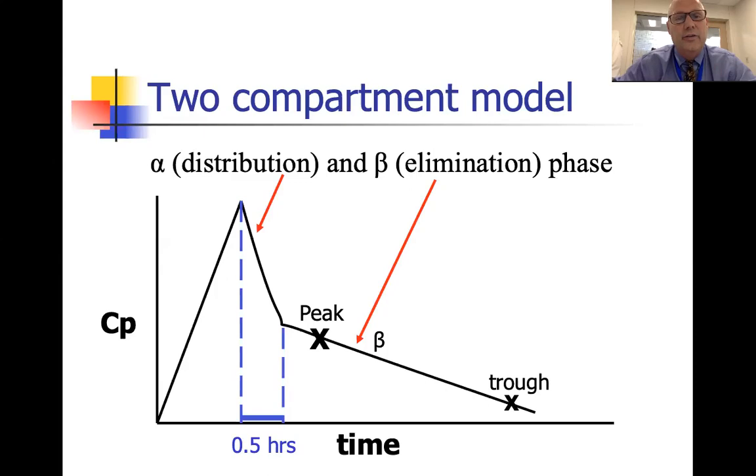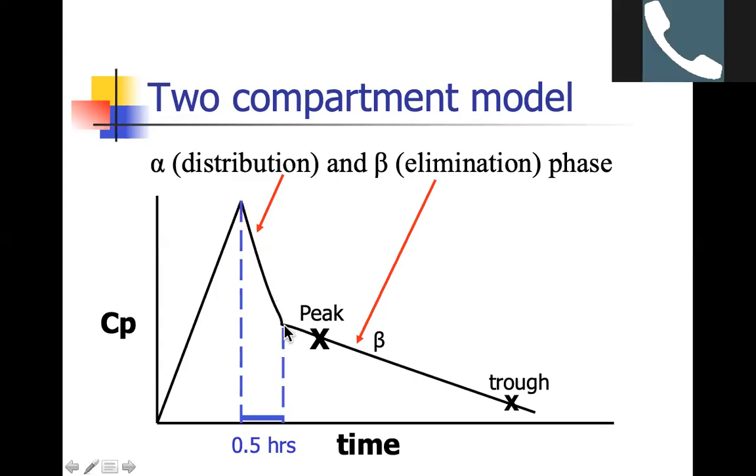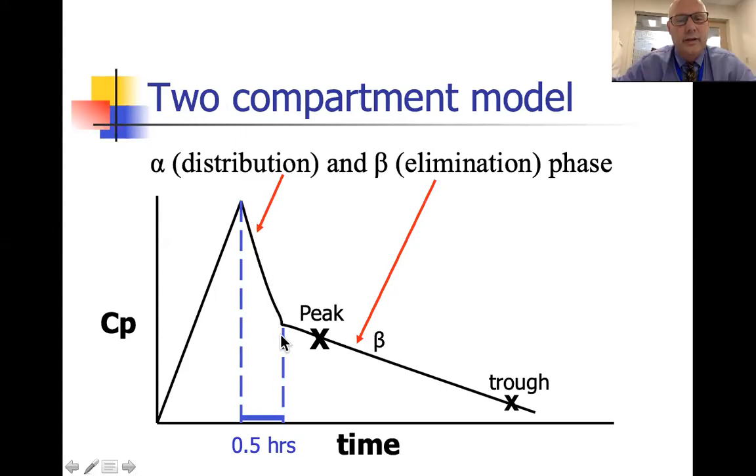So here's an example of an alpha phase, and you can see that after the drug is done infusing, you're starting to see some changes in the alpha phase for distribution. And then the beta phase basically is your elimination phase. And primarily the only thing that's affecting elimination is kidney function. So you don't have to worry about absorption or distribution during that particular phase.